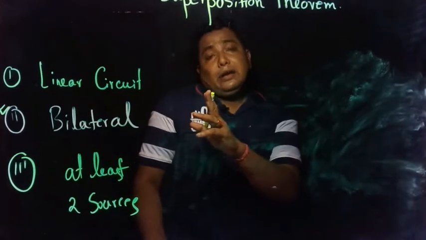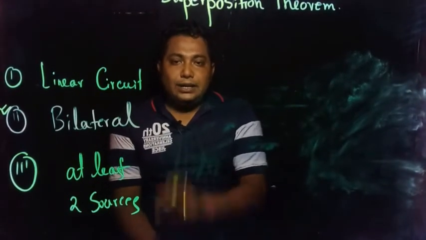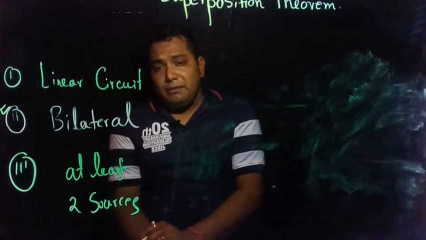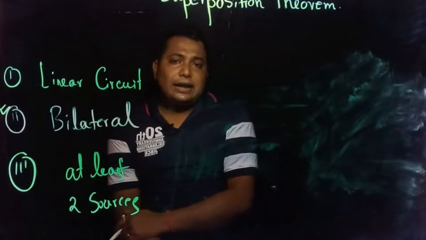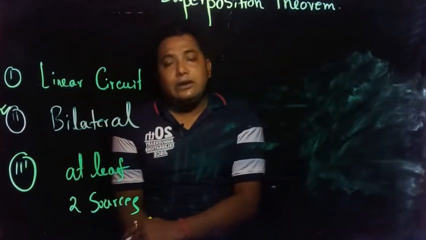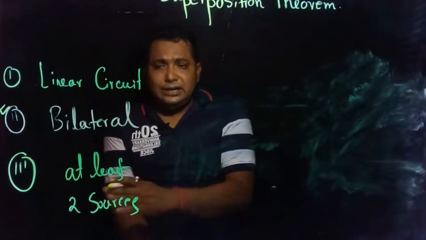That means if we have 1000 sources in a circuit, yes, we can apply the superposition theorem. But if a circuit has only one source, then we cannot apply the superposition theorem, because the superposition theorem tells us that only a circuit which contains two sources or more than two sources can use it. So these are the conditions.